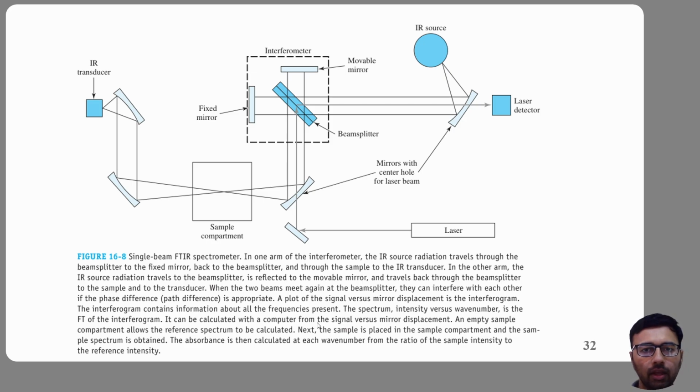The helium neon laser acts like an optical ruler. The laser wavelength is extremely stable and precisely known. As the mirror changes position, the laser interference fringes provide reference markers. These fringes allow the computer to sample the interferogram at exact intervals. Without this reference system, high resolution FTIR spectroscopy would not be possible.